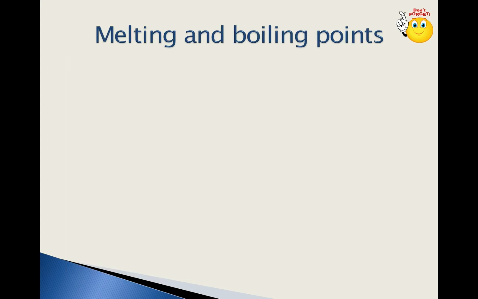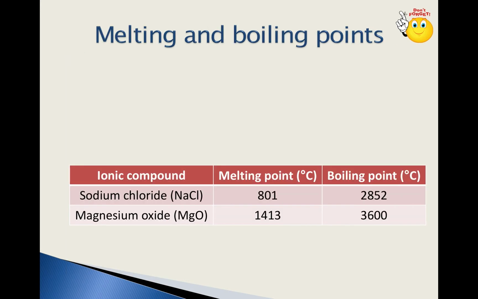Okay, moving on to something a bit more challenging, something that I'd expect you to be able to do. In this table at the bottom, you've got two ionic compounds, sodium chloride and magnesium oxide. You've got the melting point and the boiling point of these ionic compounds. Now, ionic compounds have a very high melting point, which means in turn they should have a very, very high boiling point. And we can see that clearly by looking at the data in this table.